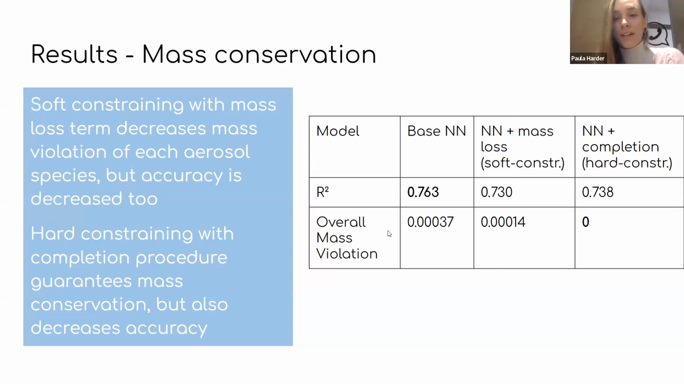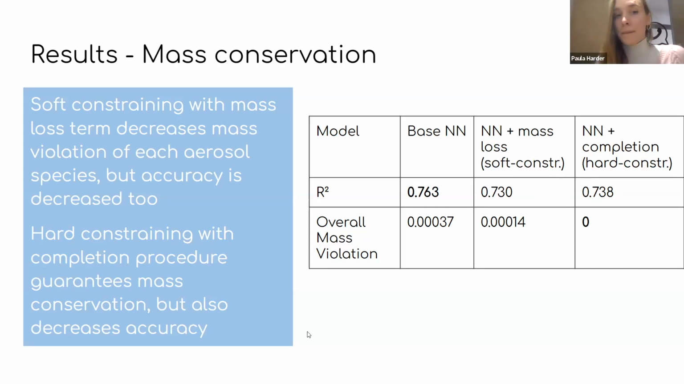And we can see here again that the soft constraint does decrease the mass violation roughly by 3 times, but it also decreases the accuracy of our prediction. The same goes for the hard constraint, but there at least we get a complete satisfaction of the mass conservation.